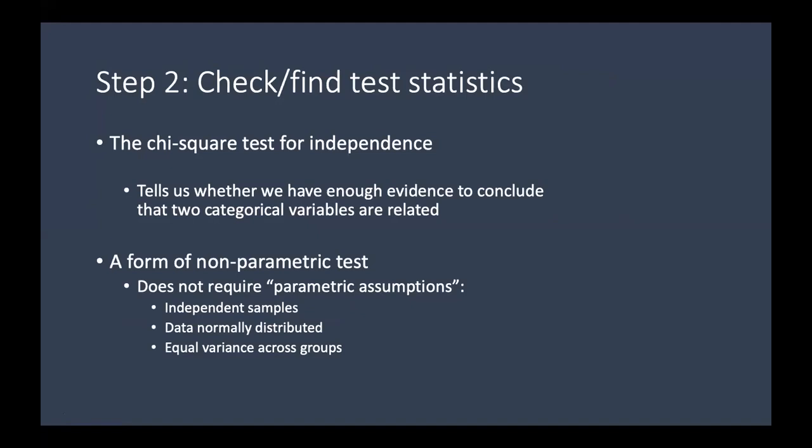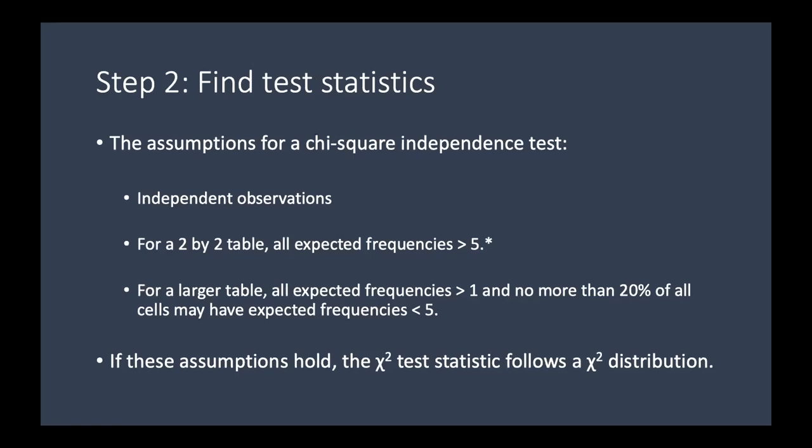This is a form of non-parametric test. Therefore, it makes sense to put it before the t-test and z-test, which are parametric tests. It means the data do not need to meet the so-called parametric assumptions, which usually involve independent samples, normally distributed data, and equal variance across groups. If you hear that a test is parametric, that means these assumptions need to be met. Instead, this test has its own assumptions.